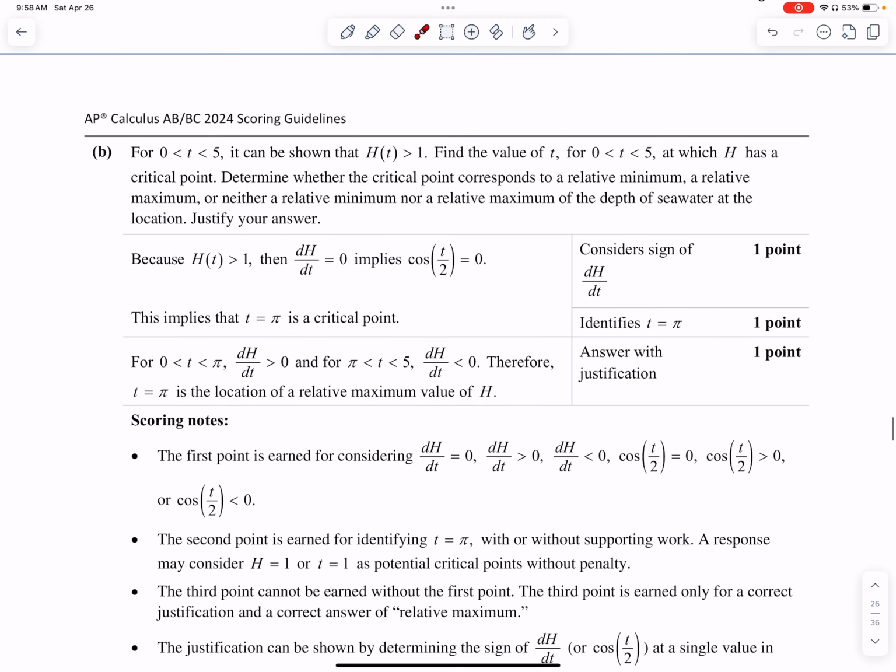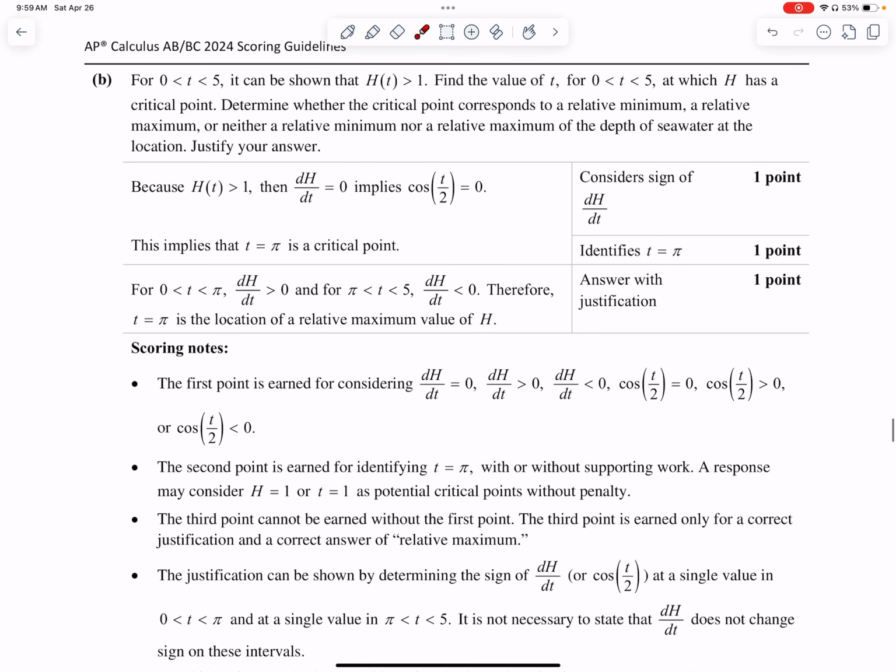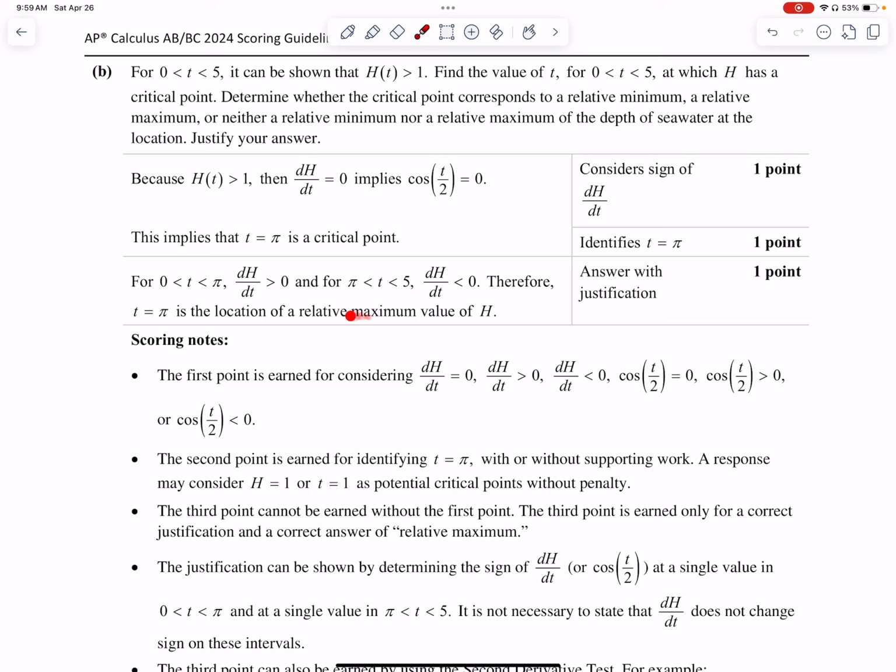All right, on part B, let's see. It was 3 points, and it says the first point was considering the sign of dh/dt. So I thought it was just, hey, setting dh/dt equal to 0, but this is saying considering the sign of dh/dt. And notice over here it says because h of t is greater than 1, then dh/dt equals 0 implies that the cosine of t over 2 is equal to 0. And then it gave us our critical point, identifying that critical point is equal to 1 point. And then our answer with justification, and it says a relative maximum.